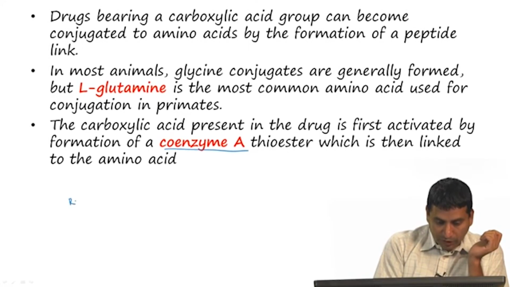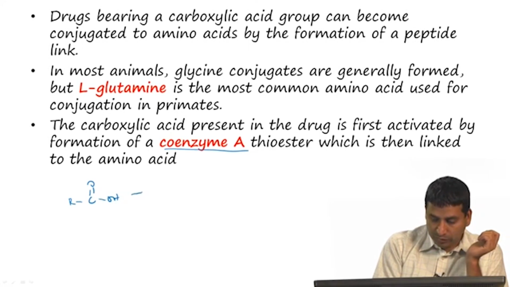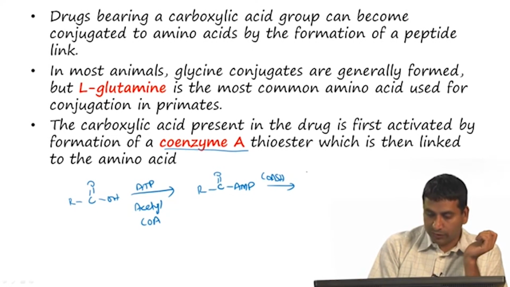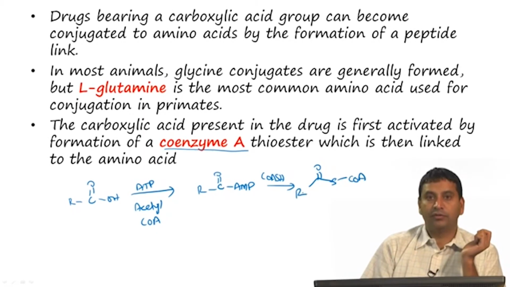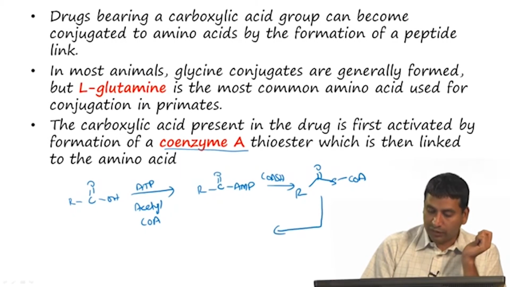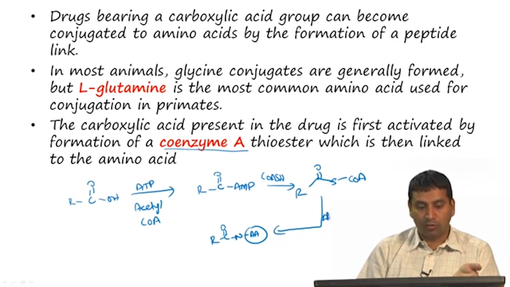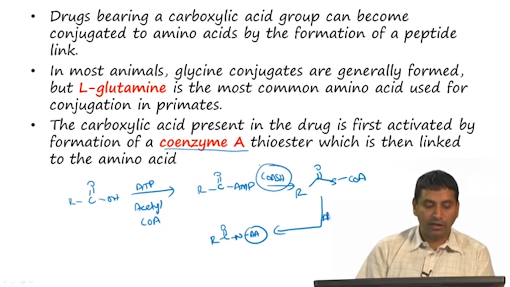So, what happens is you have R-C=O-OH, which then reacts with ATP and acetyl CoA to give you R-C=O-AMP, which then reacts with CoA-SH to give you the corresponding S derivative. Okay. And this derivative is now active and it reacts with an amino acid to give you R-C=O-N-amino acid. Okay. So, this is how an amino acid can be linked to a carboxylic acid. Okay. It is transferred by acetyl CoA.